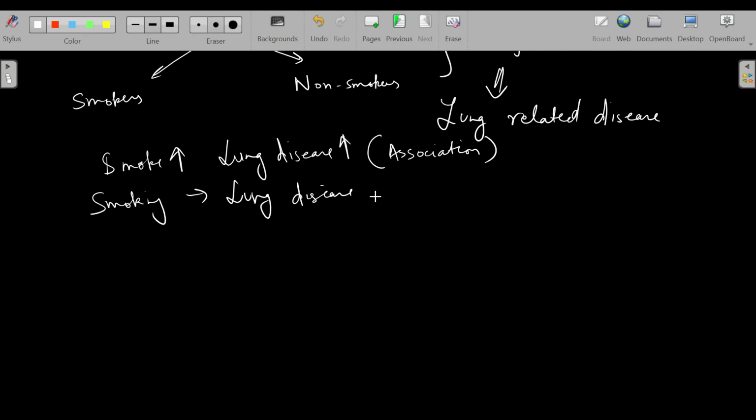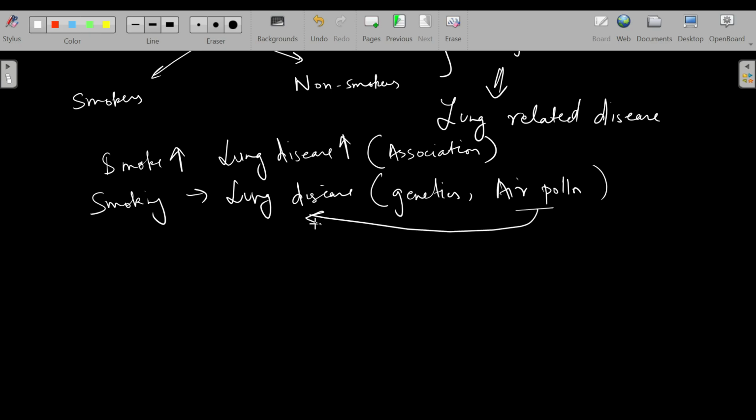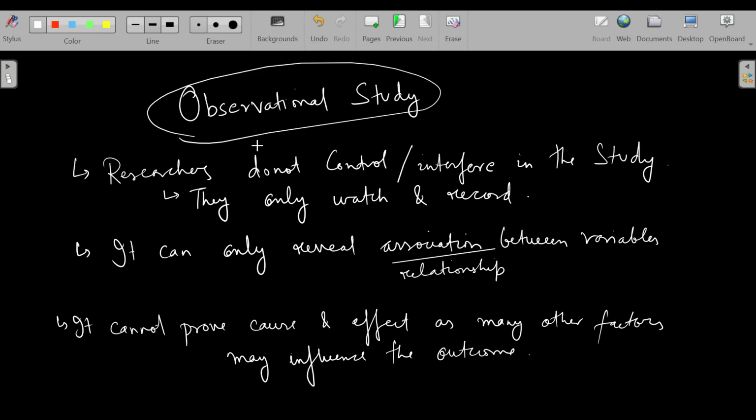Because in this particular case there could be other factors involved, like genetics or air pollution in that particular area, which can also cause lung disease. So we can't simply say that smoking causes lung disease in this case, but we do find there is an association between smoking and lung disease. To know whether there is causation between smoking and lung disease, we have to look into the experimentation way of study, which we'll study next.